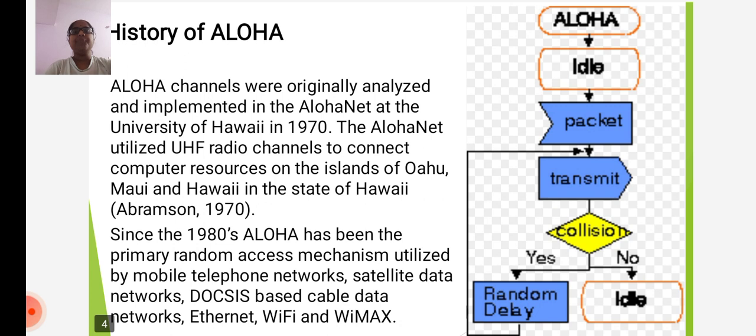History of ALOHA. ALOHA channels were originally analyzed and implemented in the ALOHAnet at the University of Hawaii in 1970. The ALOHAnet utilized UHF radio channels to connect computer resources on the islands of Oahu, Maui, and Kauai in the state of Hawaii. Since the 1980s, ALOHA has been the primary random access mechanism utilized by mobile telephone networks, satellite data networks, DOCSIS-based cable data networks, Ethernet, Wi-Fi, and WiMAX.